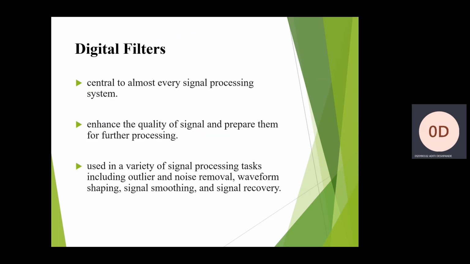Next, we will see what a digital filter is. In signal processing, a digital filter is a system that performs mathematical operations on a sampled or discrete time signal to reduce or enhance certain aspects of that signal. This is in contrast to the other major type of electronic filter, the analog filter, which is typically an electronic circuit operating on continuous time analog signals.